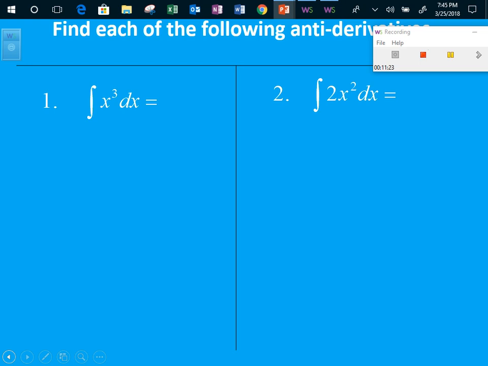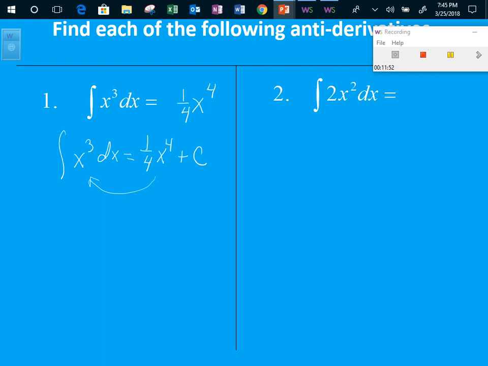So now we're going to apply our rule. What we are going to do is add 1 to the exponent, so it becomes a 4. And I'm going to put the reciprocal of the 4 out front. So the antiderivative of x cubed dx is 1/4 x to the 4th plus c. Easy to check. If I find this derivative, we better get that.